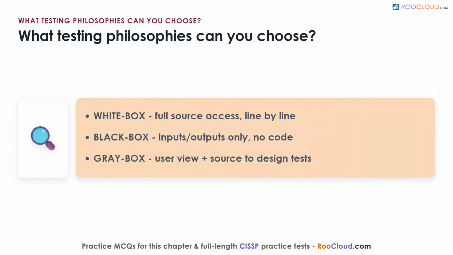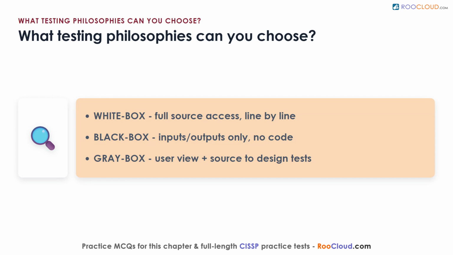What testing philosophies can you choose from? Three approaches sit on a spectrum defined by how much of the internals the tester can see. White box testing examines the internal logic directly, stepping through the source code line by line to find errors, so the tester has full access to the code. Black box testing works purely from the outside, feeding varied inputs and checking outputs with no view of the internal code, which is how final acceptance testing typically runs. Grey box testing blends the two, examining the software from a user's perspective, while also using the source code to design smarter tests without analyzing the inner workings during the test itself.